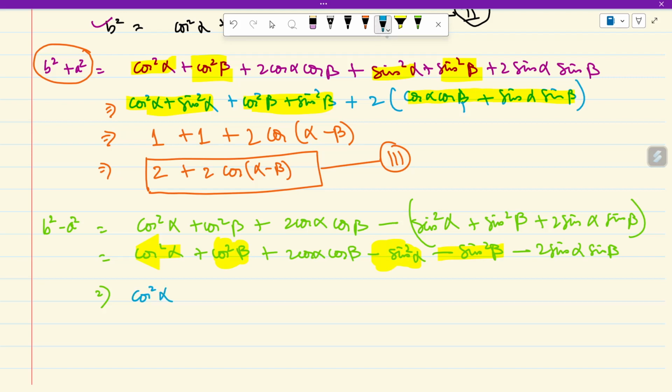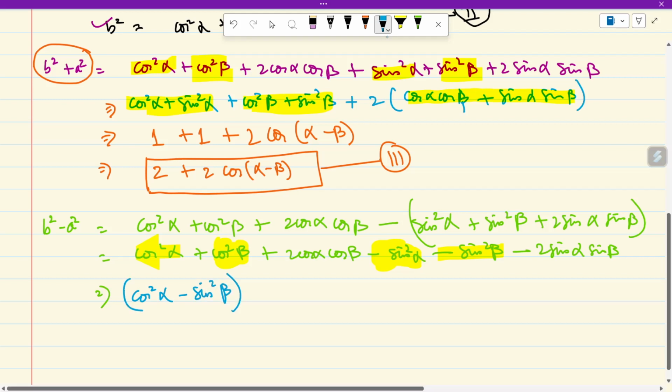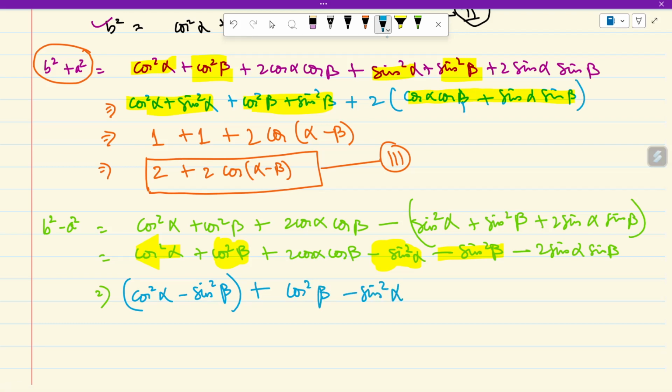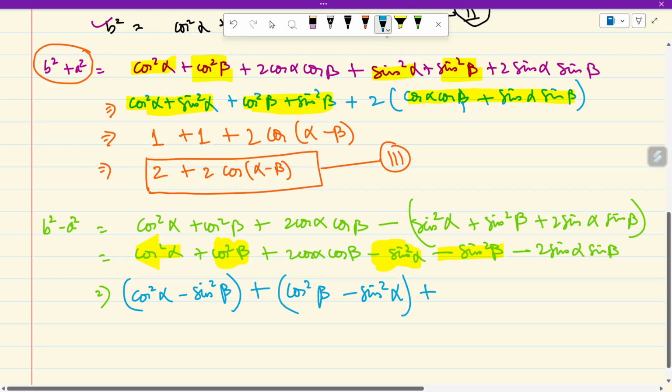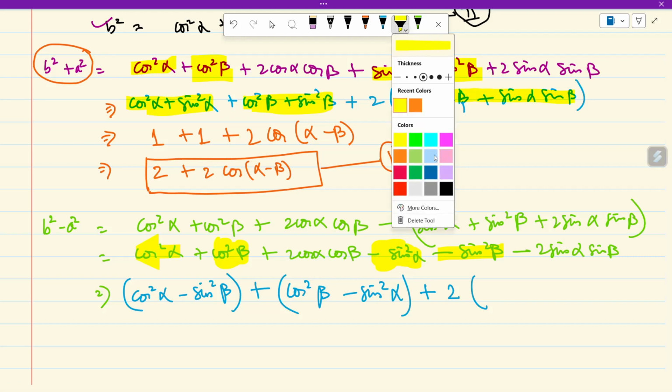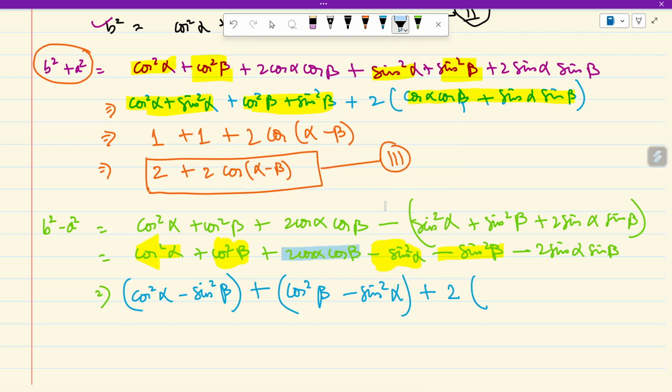Cos square alpha minus sin square beta in one bracket, again put the plus sign, cos square beta minus sin square alpha in one bracket, then we will say plus 2 outside, because of the remaining things. What are the remaining things? The remaining things are 2 cos alpha cos beta and minus 2 sin alpha sin beta. 2 is common, so I will take the 2 outside and write cos alpha cos beta minus sin alpha sin beta.